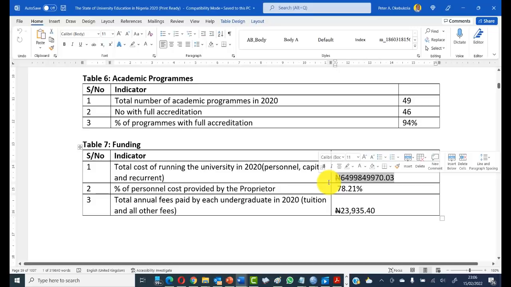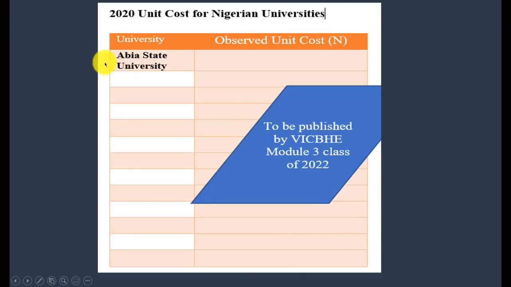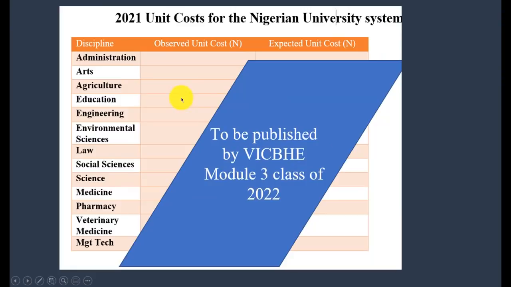Just click on the university and go all the way to tables 1 and 7, and you get all the data that we require there. So Abia State University, let's say Abubakar Tafawa Balewa University is here. So you just put what you divided, just put it here. So it goes on like that. And we're going to move on again to publish the unit cost for the Nigerian university system. This excites me a little bit, maybe a lot.